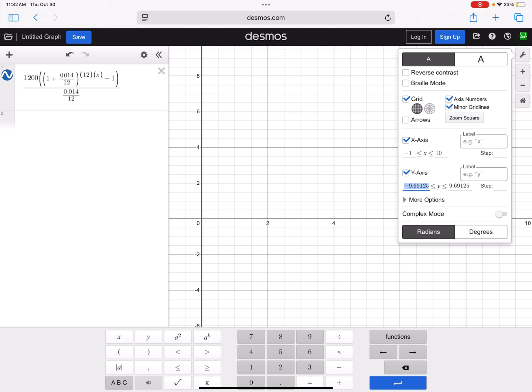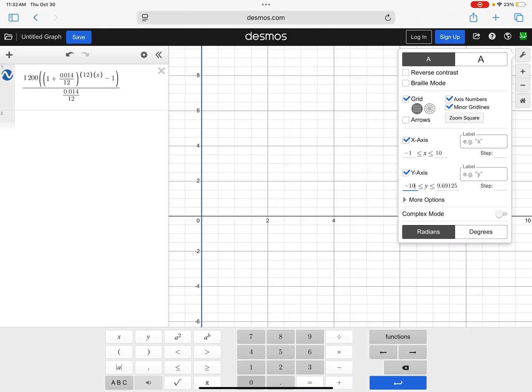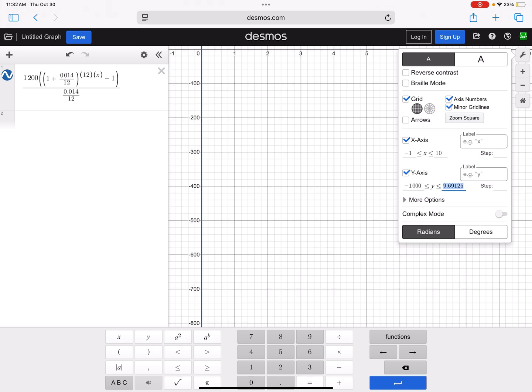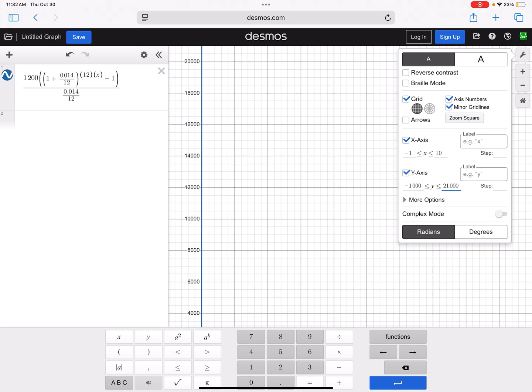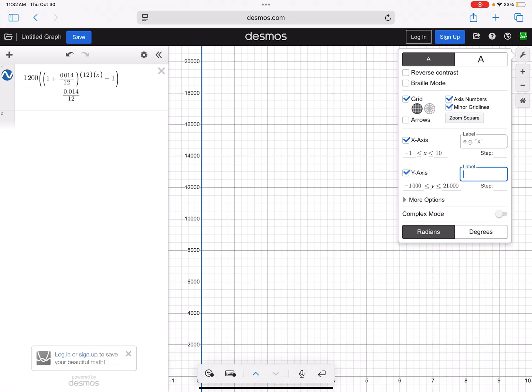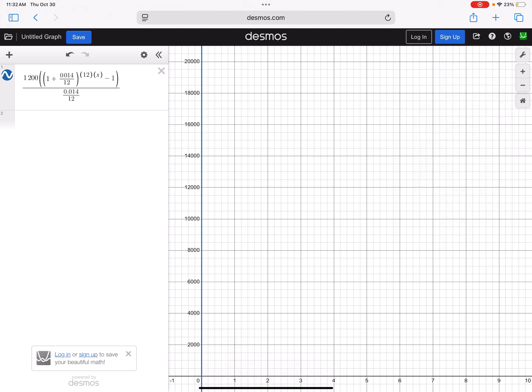And for my y values, I'm going to say let's go from -1000 to 21,000. And then I'm going to say let's label every 5,000, is what we did before. Never mind, that's probably fine.